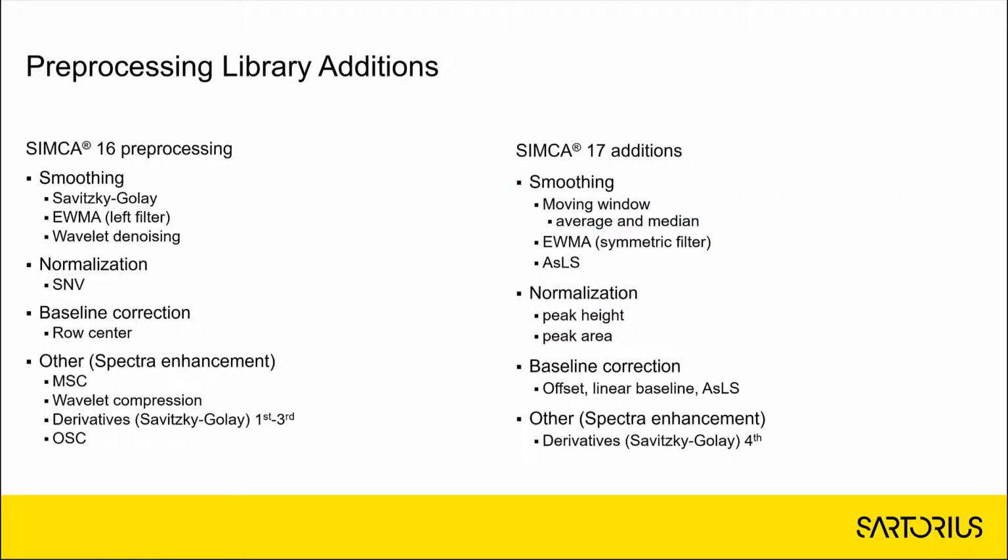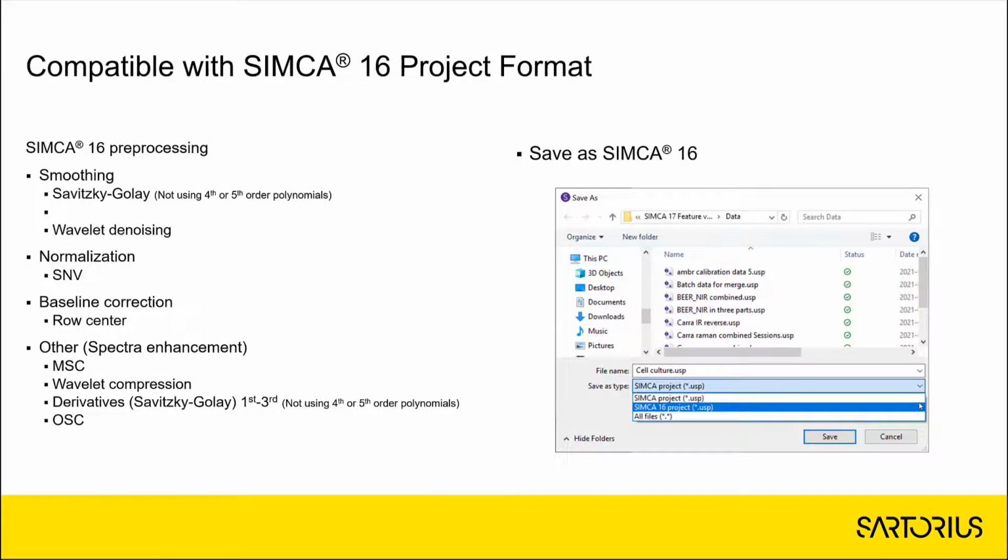As mentioned before and presented in detail in the pre-processing video, we've extended the pre-processing library to cover all the common spectral filters. We've also introduced the possibility to save the SIMCA project in a SIMCA 16 compatible way. However, the new filters are not possible to include in that format. So the list to the left are the only filters that can be saved in a SIMCA 16 format. All other models and model parameters can be saved in a SIMCA 16 project.